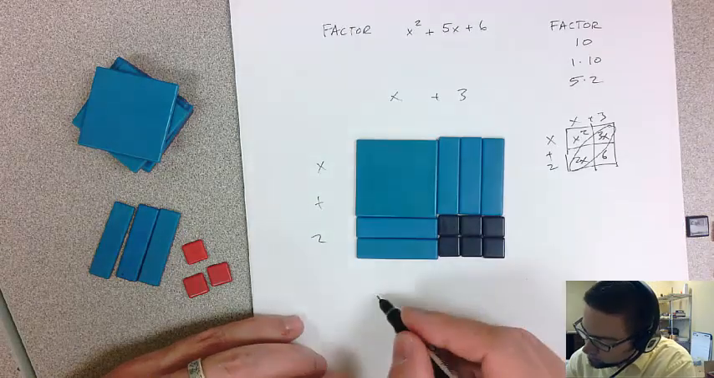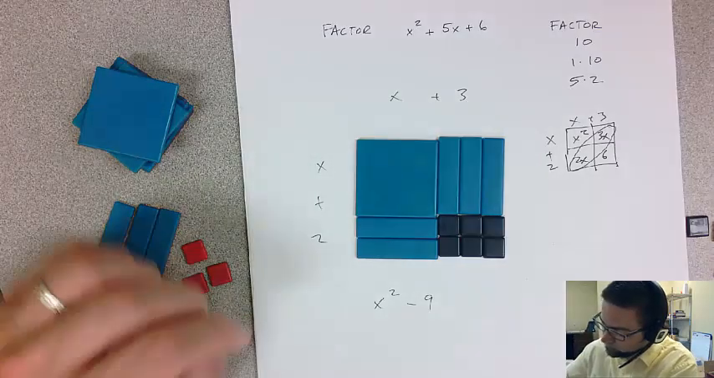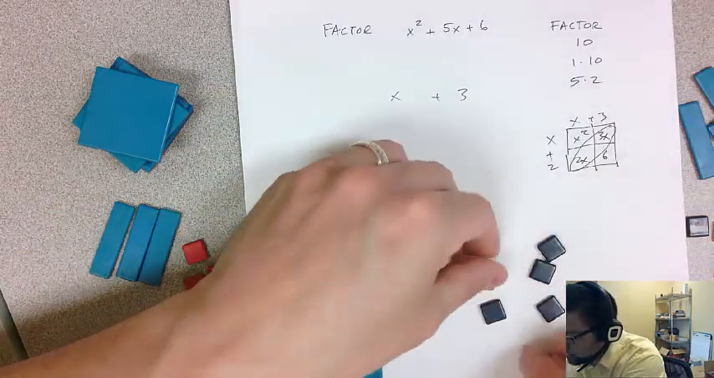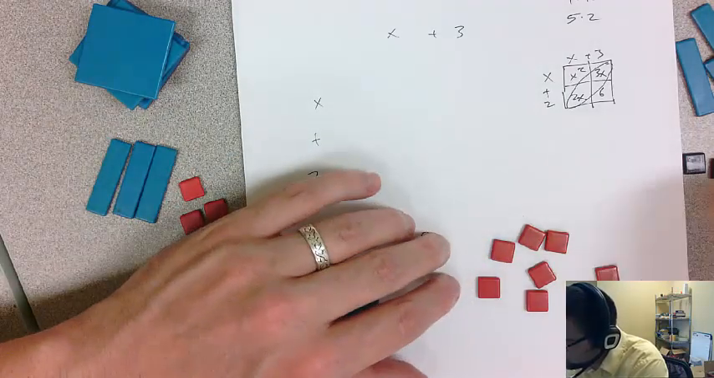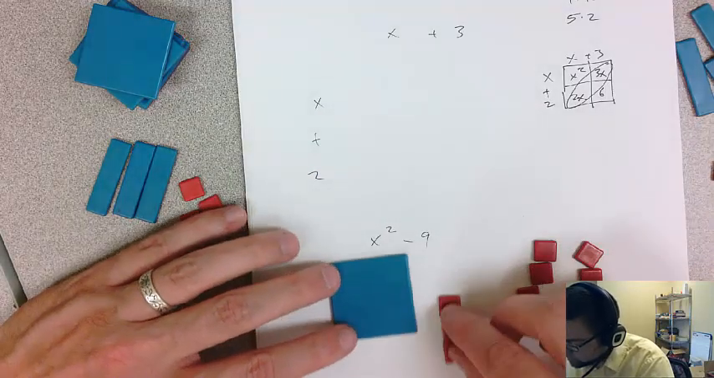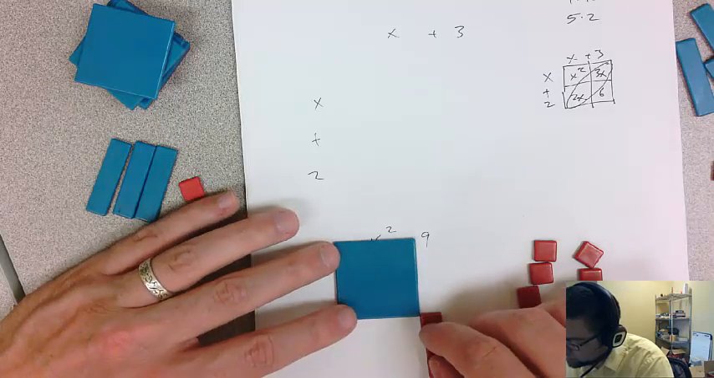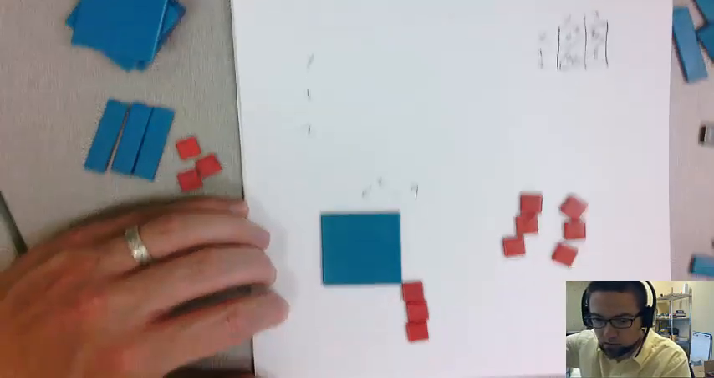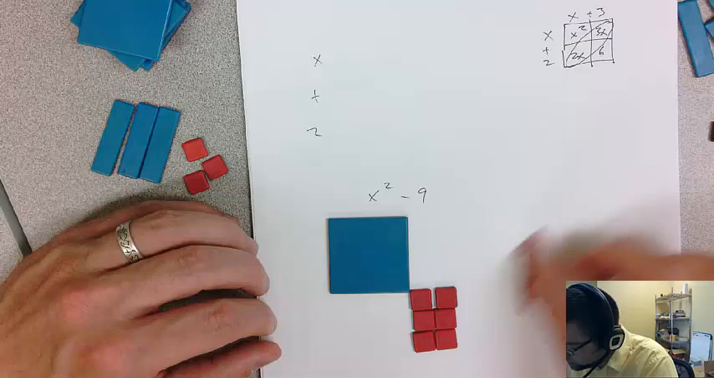Now, what if we had something like this? x squared minus 9. Okay, so we have x squared, and then we have minus 9, and 3 more. So what are the ways that we can make this into a rectangle? I can't put this next to this, so it's going to have to go here. Let me move the camera a little bit. There we go. Okay, so this is going to go here, and this is going to go here.